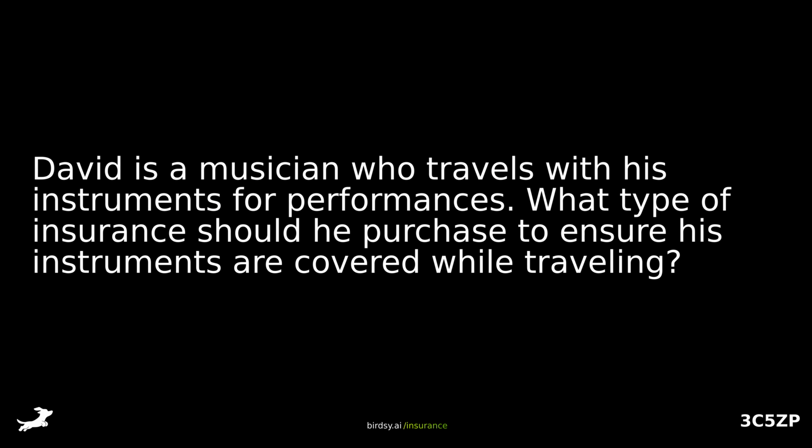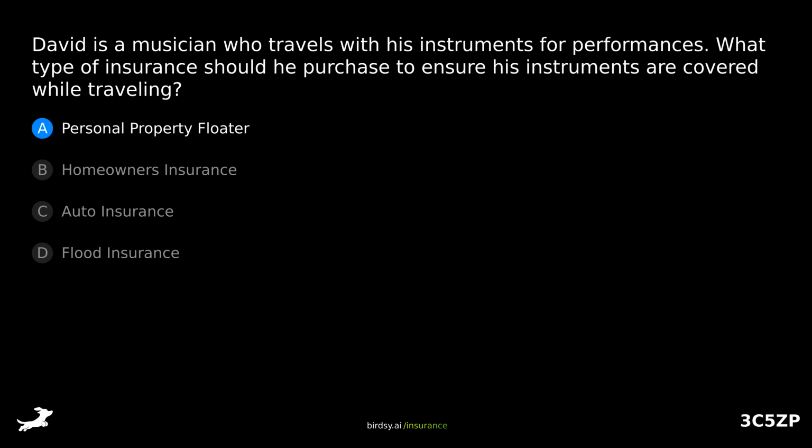damage. David is a musician who travels with his instruments for performances. What type of insurance should he purchase to ensure his instruments are covered while traveling? Is it A, personal property floater, B, homeowners insurance, C, auto insurance, or D, flood insurance? The answer is A, personal property floater.